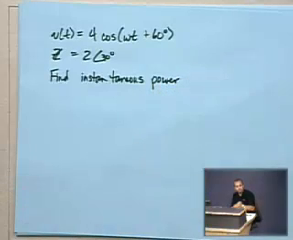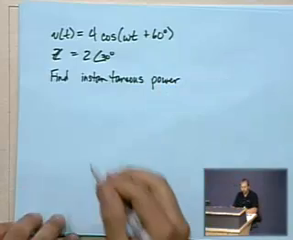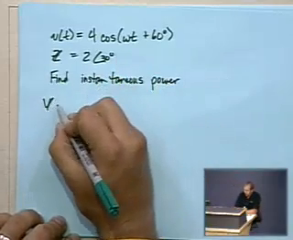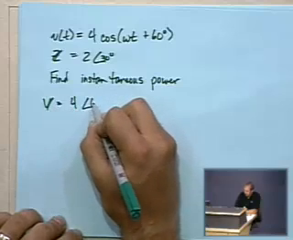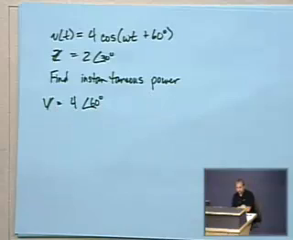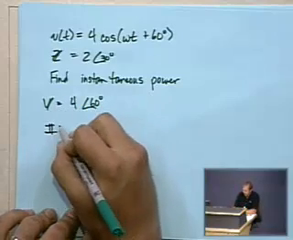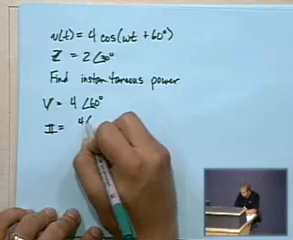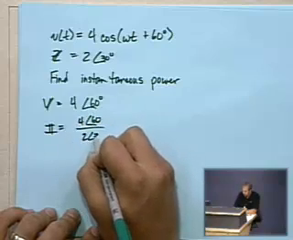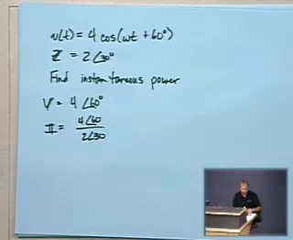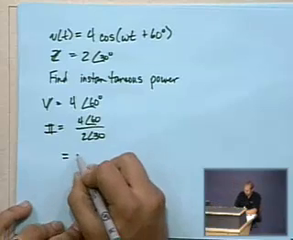Well, the first thing that we need to do is find out what the current is. We can write the voltage as a phasor as 4 at an angle of 60 degrees. So the phasor current I is going to be 4 at an angle of 60 divided by 2 at an angle of 30. Let's see what that works out to be. 4 at 60 divided by 2 at 30. I guess we get back the 2 at an angle of 30, which is an interesting choice.